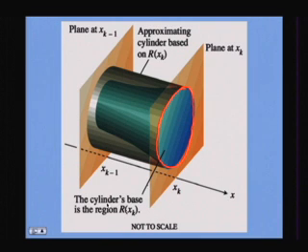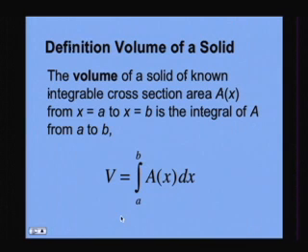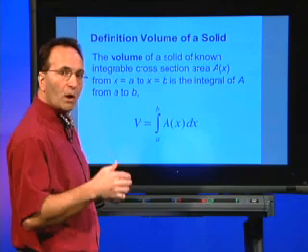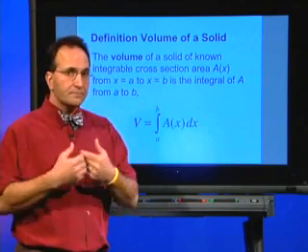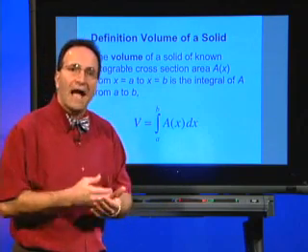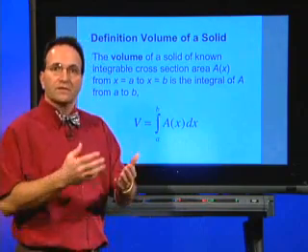For the sum of the Riemann sums, it turns into the integral and gives us the following fact, that the definition for the volume of a solid of known integrable cross-section, area A of x, from x equals a to x equals b, is the integral of A from a to b. And there we have the volume is the integral of A of x dx evaluated from a to b. So what we're saying is that the volume is simply the integral of that area with respect to x.